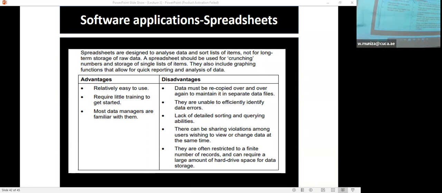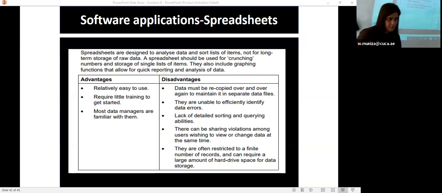They also include graphing functions that allow for quick reporting and analysis of data. If we have to present the data in the form of graphs, in the form of tables, in the form of bar charts, etc., then the spreadsheets are very helpful. If any one of you does have an experience of using Excel, you might know that by putting in the figures to the Excel spreadsheet, we are able to convert them into the graphs, or we are able to present the data in an appropriate manner.